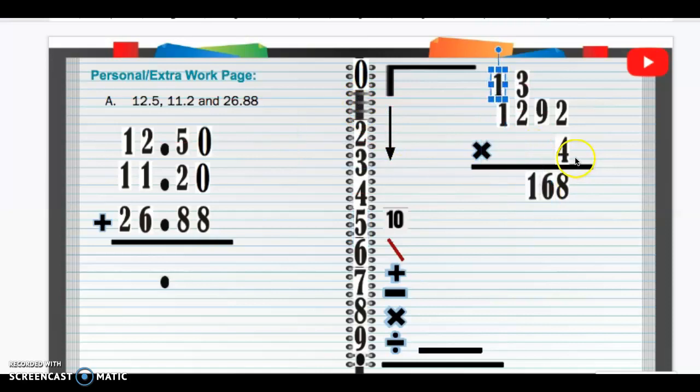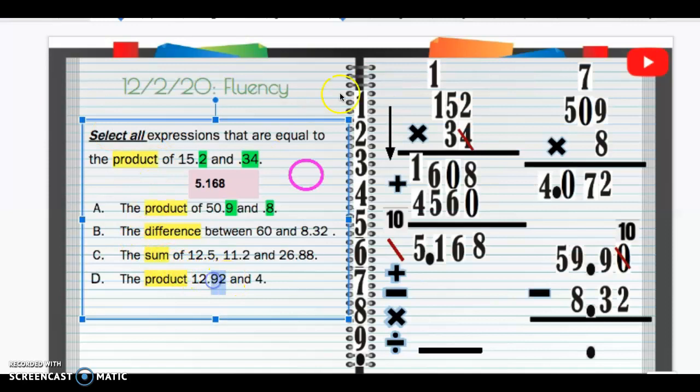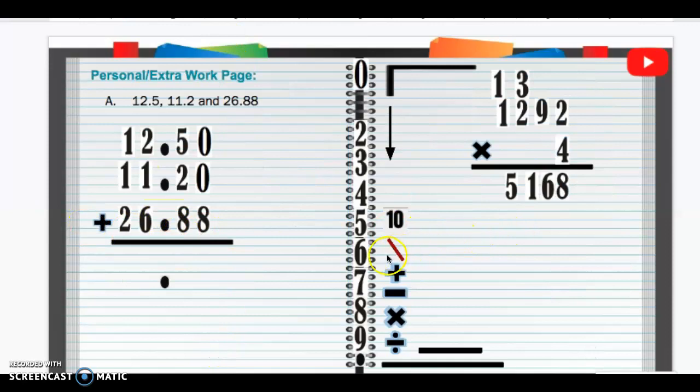So now you have to sit here and think back. Okay, let's look at the original problem. We have a 2 and a 9 behind the decimal point, which means that we have to move that decimal point twice. So I swoop once, swoop twice. So I have my answer of 51.68. Back at the original problem, there's a 4 behind the decimal point as well.